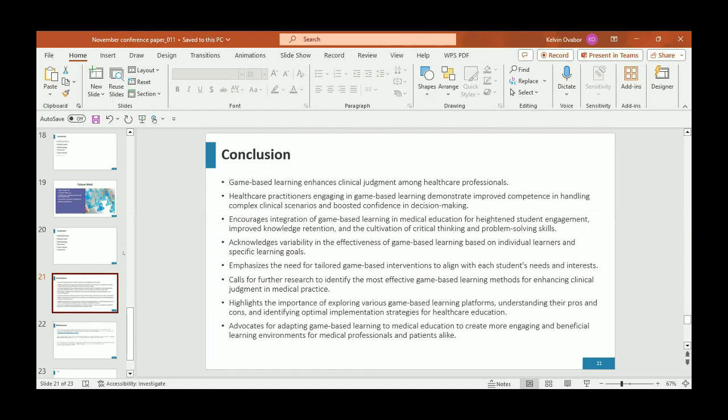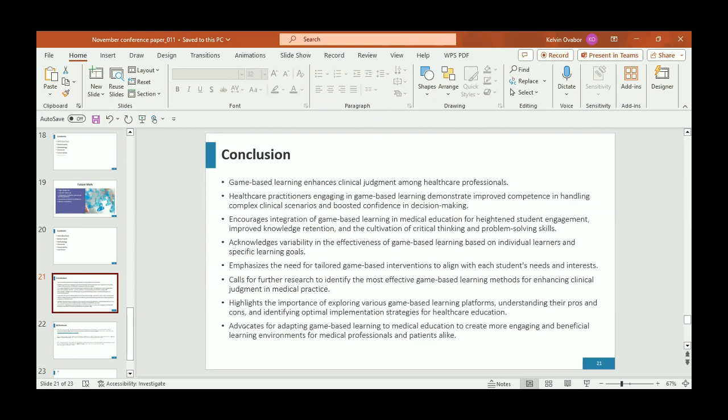The next is the emphasis on the need for tailored game-based learning interventions, not just general game-based learning. It should be tailored to the specific needs of the students or professionals, so that it can be of great benefit and of interest to them. Also, there's a need to call for further research to identify the most effective game-based learning methods for enhancing clinical decision making in medical practice.